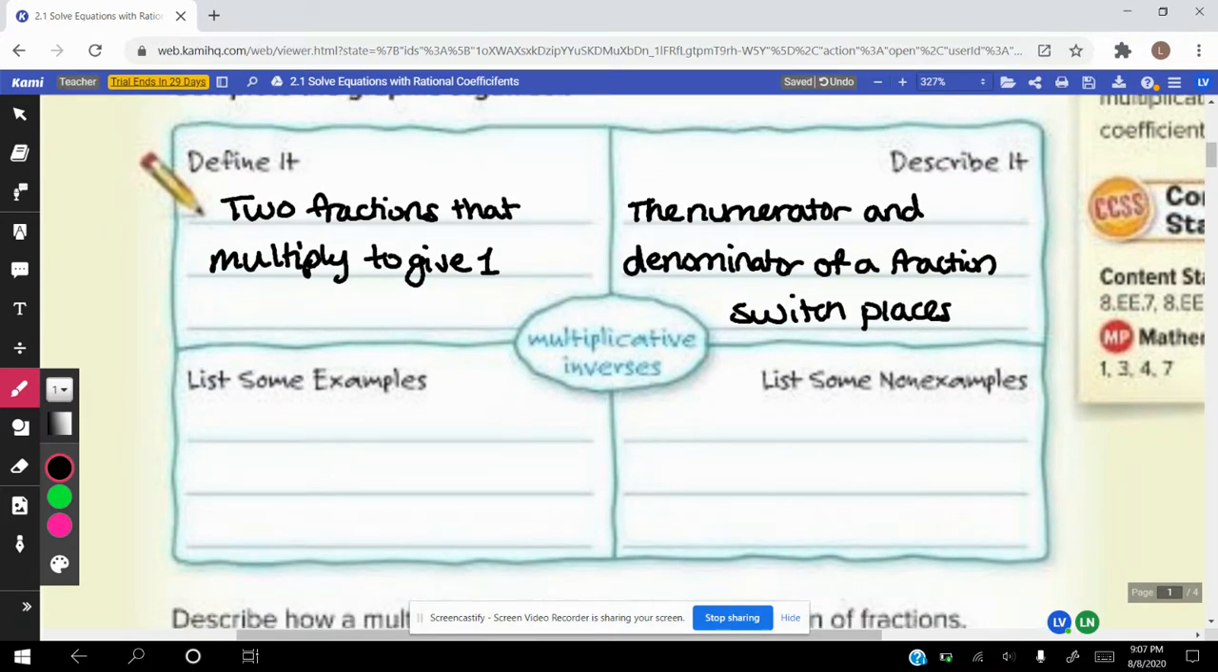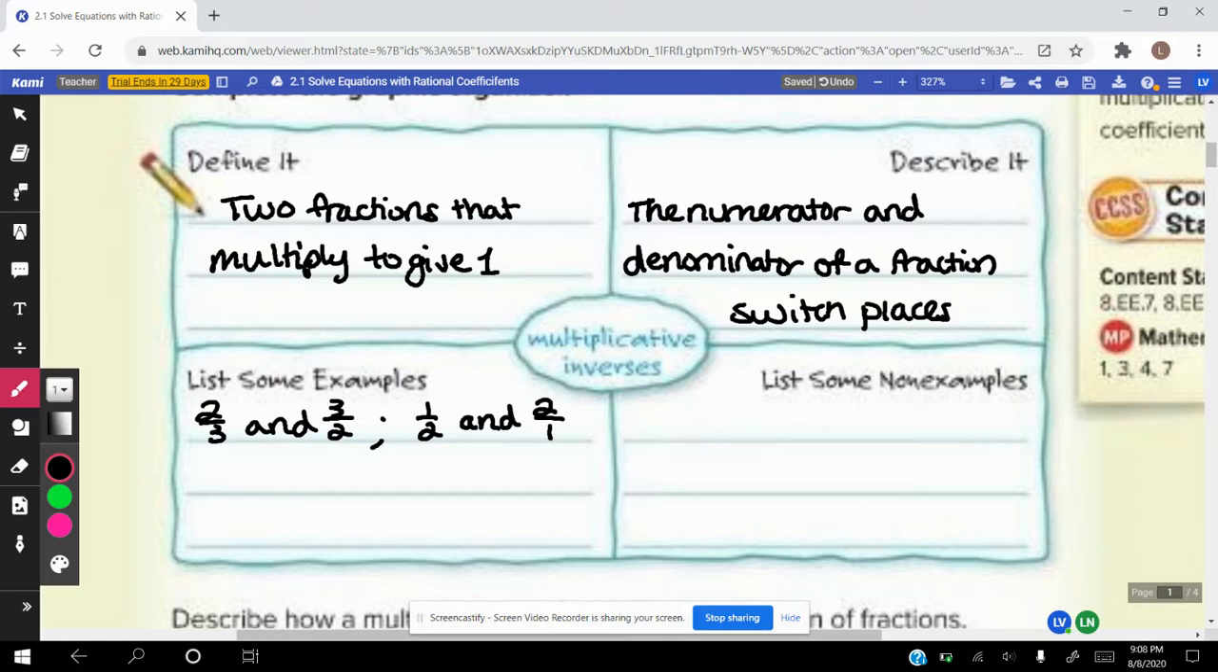Next, we have some examples. So if we have 2/3, then the multiplicative inverse is going to be 3/2. Another example, 1/2 and 2 divided by 1. The multiplicative inverse of 1/2 is 2 divided by 1.